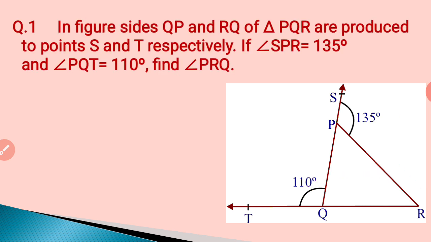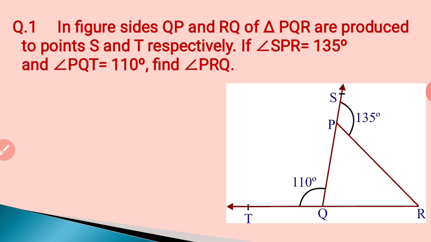Here a figure is given and in it sides QP and RQ of a triangle PQR are produced to points S and T respectively. That means they are extended and we have got points S and T. If angle SPR is equal to 135 degrees and angle PQT is equal to 110 degrees, so these two measures are already given to us. We are told to find out the measure of angle PRQ.